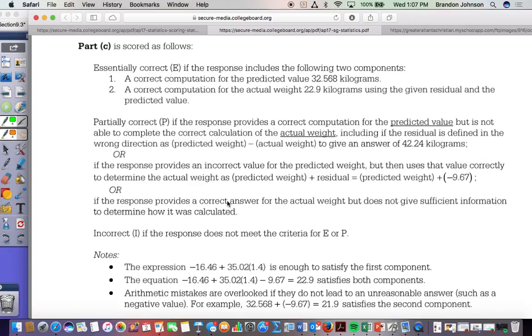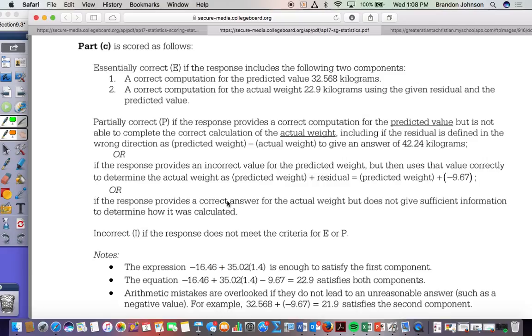Here they did not say that you had to have context, so you did not have to talk about the context there. But I'm not for sure on this, I think you must show work for both of these. If you did not, that's okay for today, but please show it on the AP exam. If you did predicted minus actual, that would be P for partially correct. If the response provides an incorrect value for the predicted weight, but then uses that value correctly to determine the actual weight, you could have gotten a P on that.